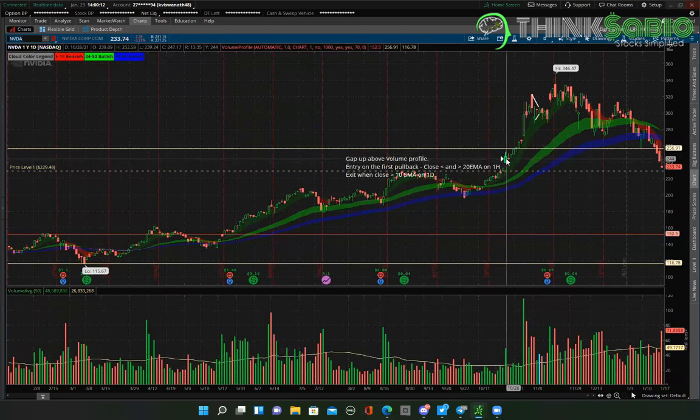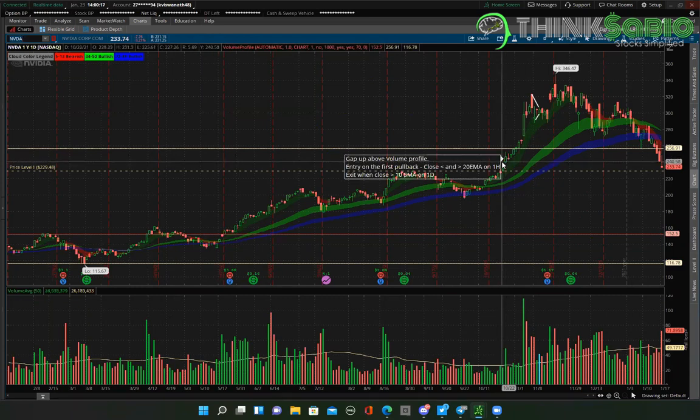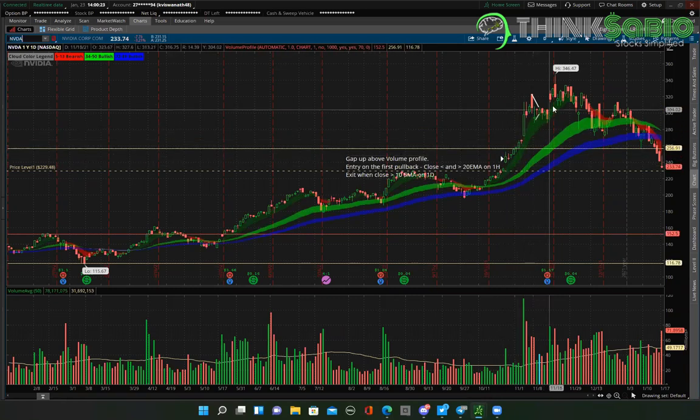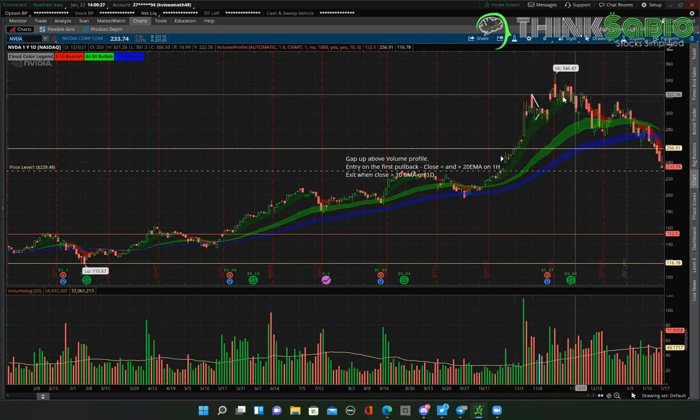Here is where it basically broke. This is where the volume profile is. Back when I was trading NVDA using volume profile, it's at 240. And it basically gapped up above the volume profile and it went all the way to 346. This is basically a great trade for me back then.